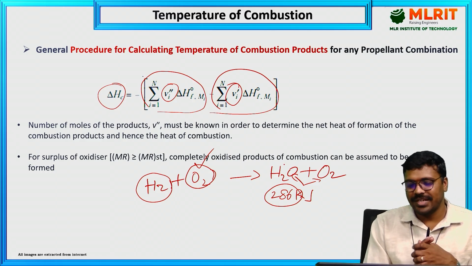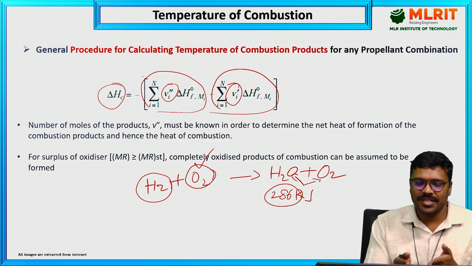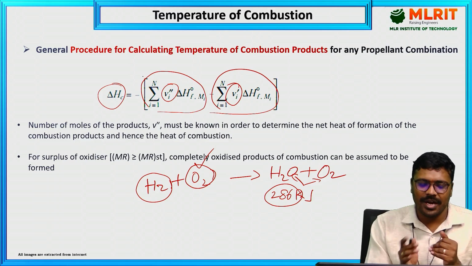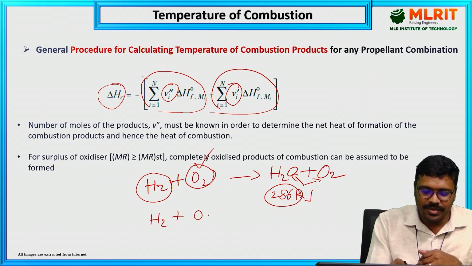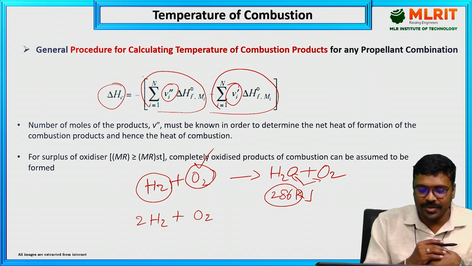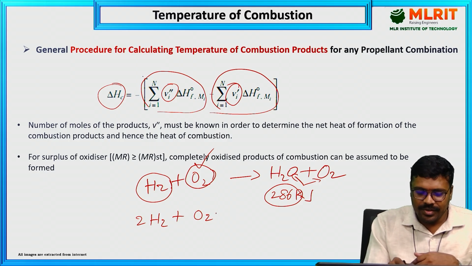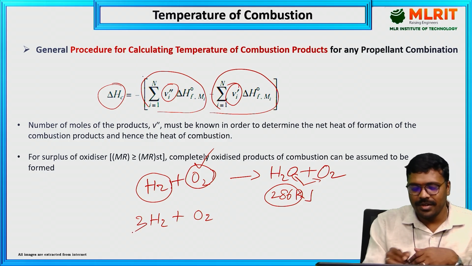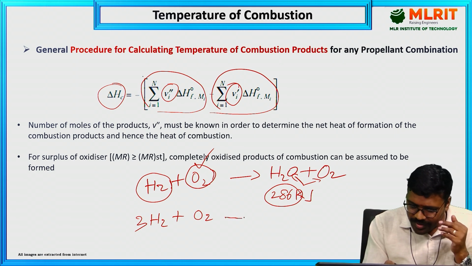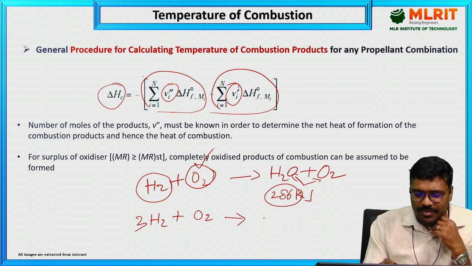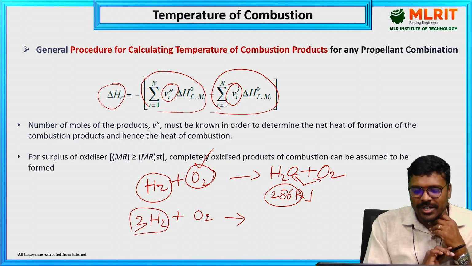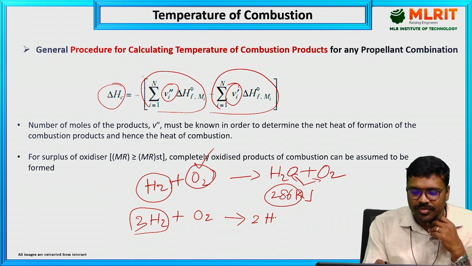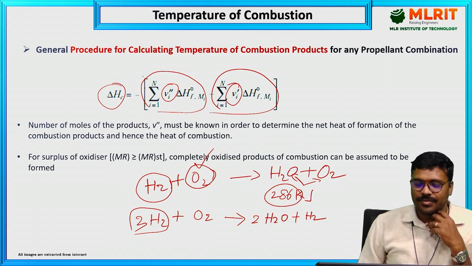Suppose oxygen is less. Suppose less oxygen is provided when compared to the hydrogen. So what happens? H2 plus O2. Okay, 2 moles of hydrogen plus 1 mole of oxygen. Okay, I will say 3 moles of hydrogen, 1 mole of O2. What is the combustion product here? 3 moles of hydrogen is there, but only 2 atoms of oxygen. So 2 moles of H2O will form plus 1 mole of H2 will be as it is.